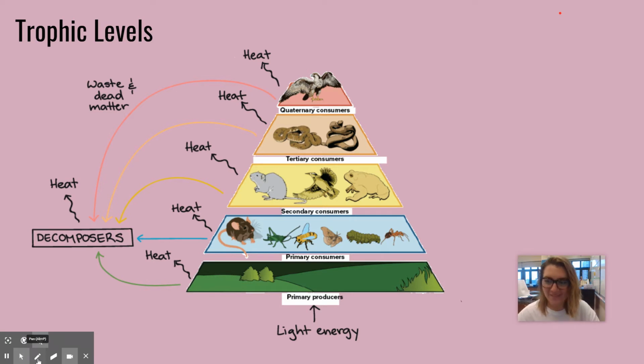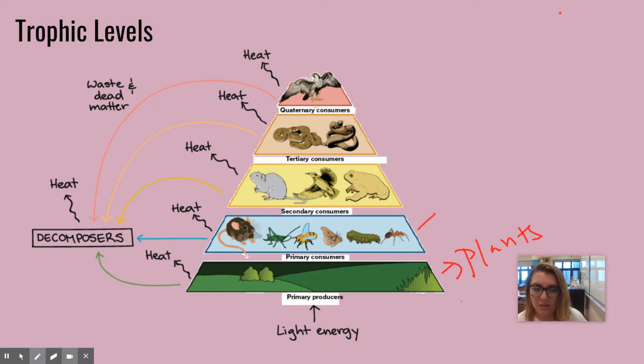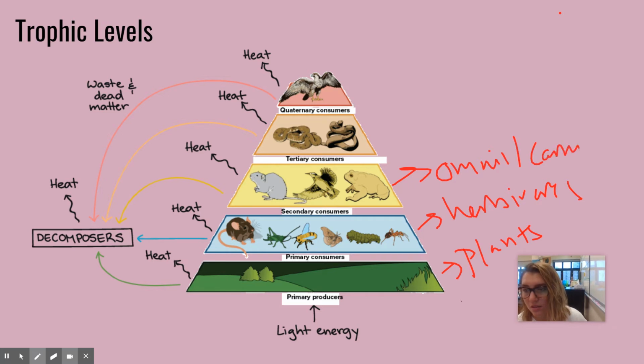All right, sorry about that. All right, so we were talking about trophic levels. So we have the plants here, and then we have the herbivores. Secondary could be omnivores or carnivores. And then tertiary are most likely going to be carnivores. These are also going to be carnivores. All right, so we have primary producers, primary consumers, secondary consumers, tertiary, and then all the way up to quaternary.